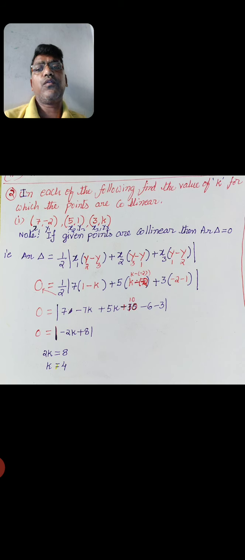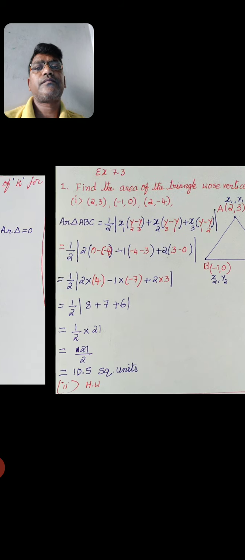So minus 2k comes to this side, plus 2k equals 8. K equals 8 upon 2, which is 4. Clear to you? Like this we can find the value of k. It is also a very important point, and it came many times in the board exam.